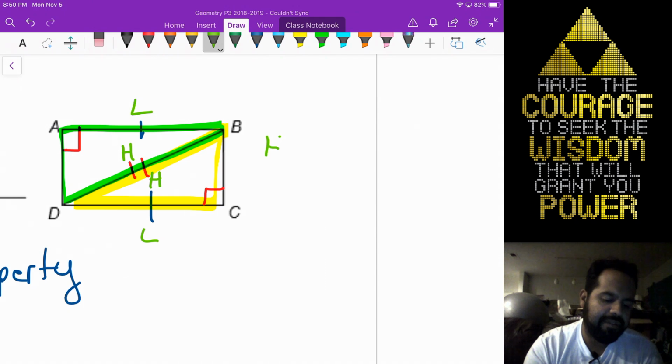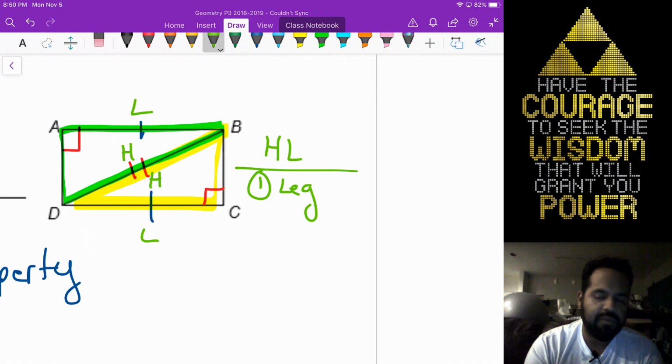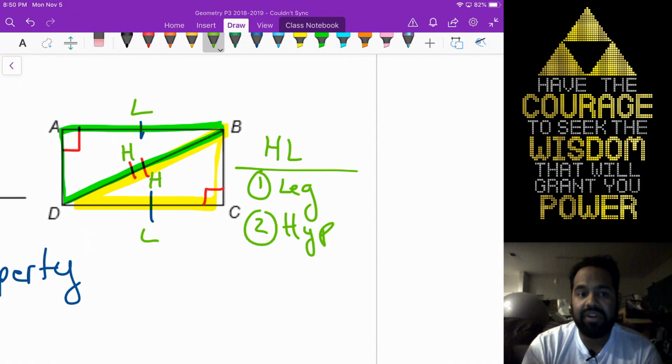So remember that for an HL, you need to have 3 conditions. You need to have a leg marking, which was given to us. We need the hypotenuse marking, which was our inherent information, so that's the reflexive side. And then the last thing we need to establish is we have a right triangle.